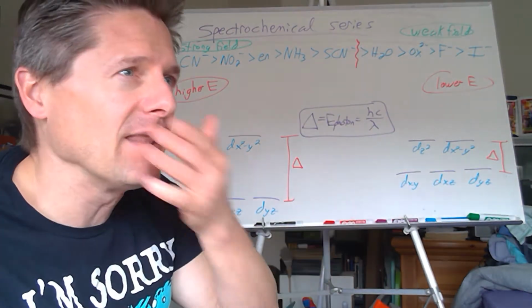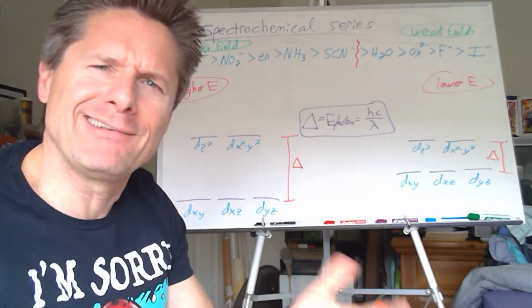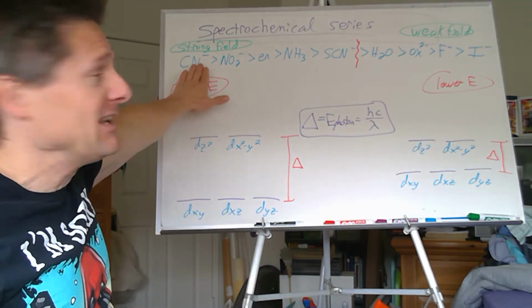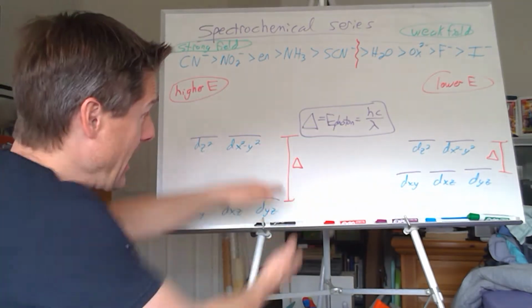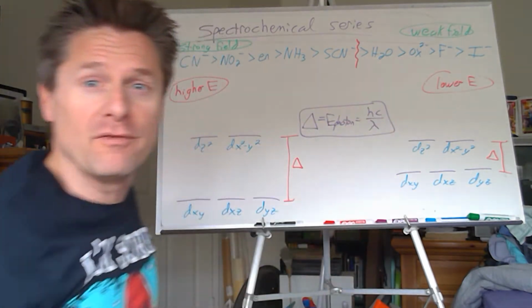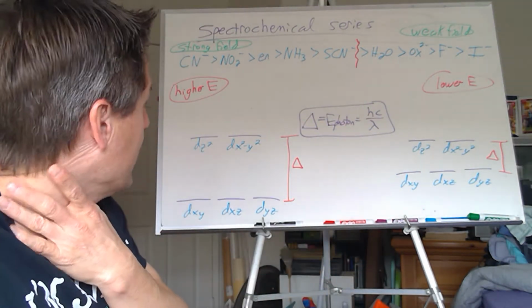And violet being around 400 nanometers, give or take. You know, there's no set numbers there. So let's take a look. These strong field ligands create a high crystal field splitting. The weak field ligands create a lower crystal field splitting. This would be for an octahedral complex.